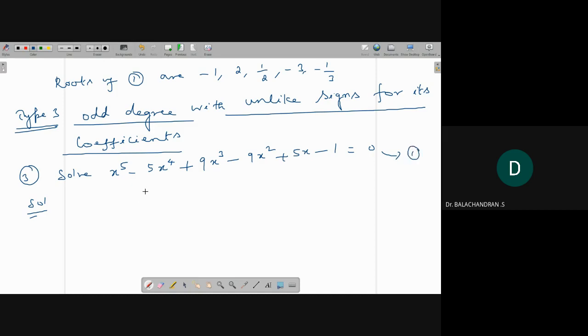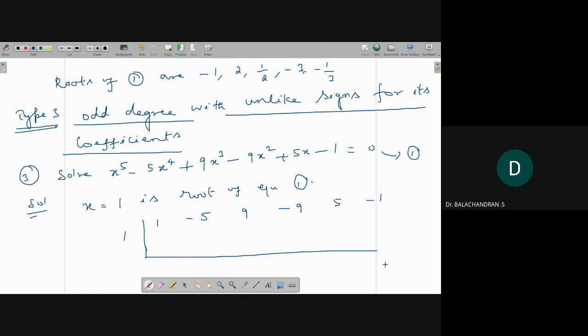So what is the root of this equation? x is equal to 1. Yes, 1 is the root of equation 1. So now by synthetic division, with the coefficients 1, minus 5, 9, minus 9, 5, minus 1, we get 1, minus 4, 5, minus 4, 1.